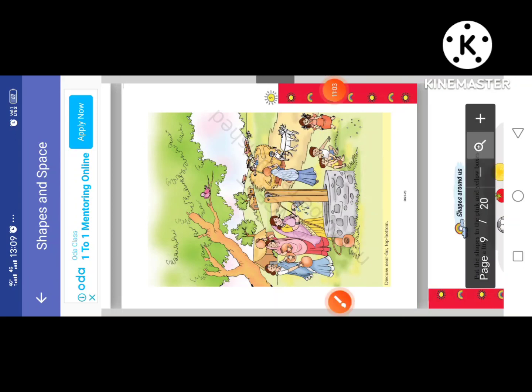Let us discuss who is nearer and who is far, who is top and bottom. The woman is near to the well, then one woman is going away, so she is farther from the well. Then this girl and this little boy are at the bottom of the well, but the bird is in the top of the tree. Okay.